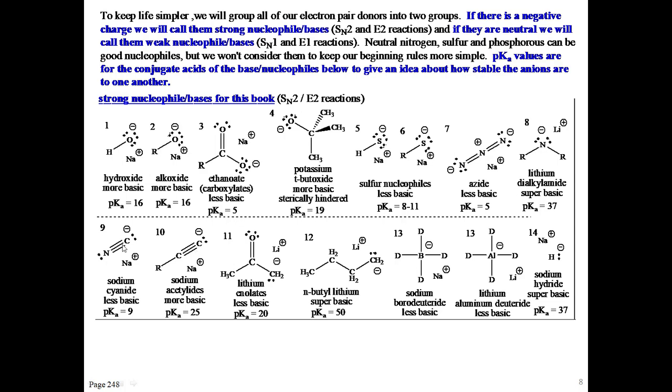So at methyl and primary, we view these two the same. But at secondary, because this is more stable, it does SN2 well, and this one does mainly E2. Of course, at tertiary, they both do E2.